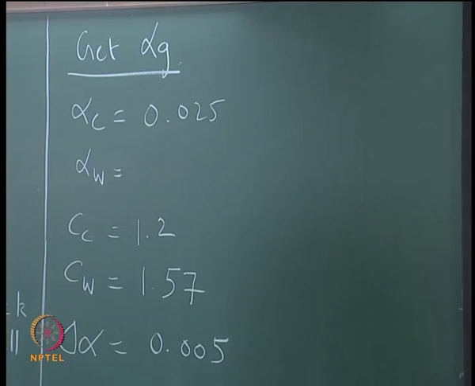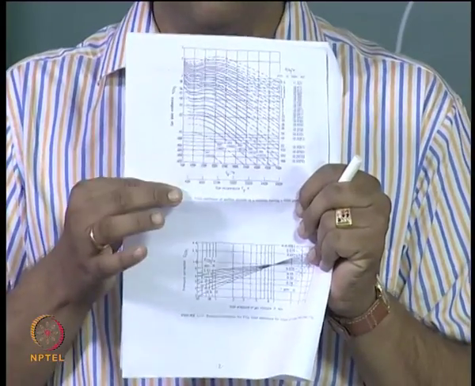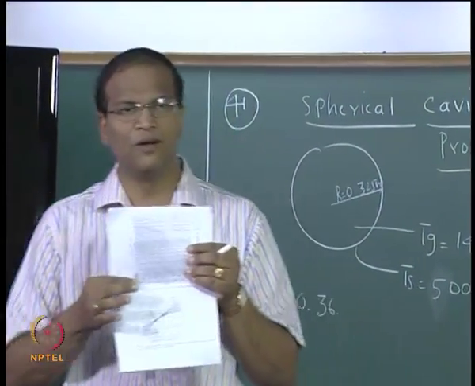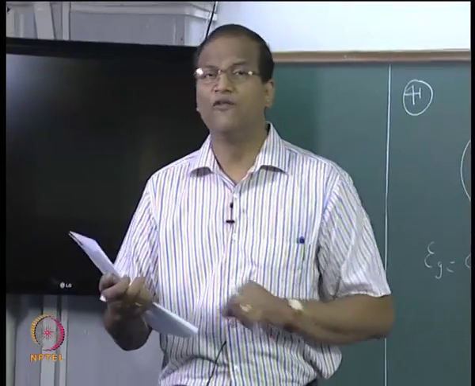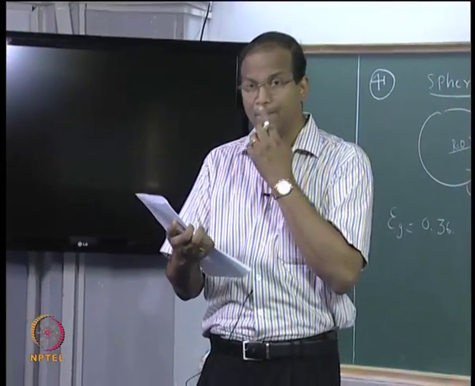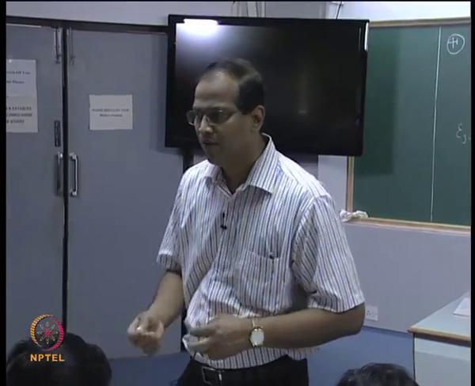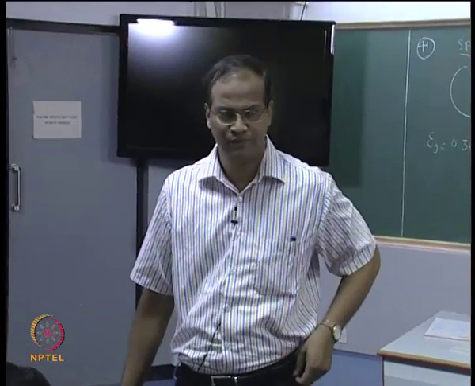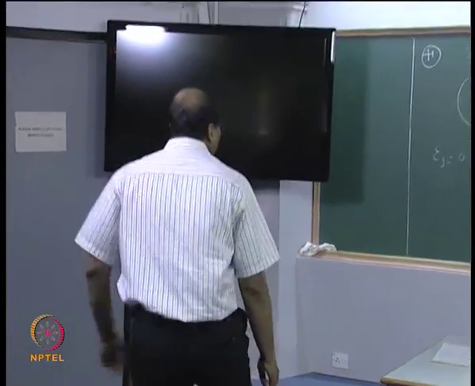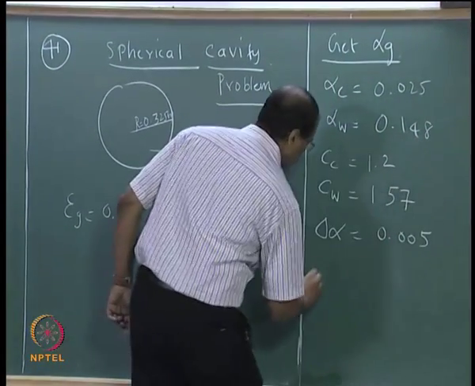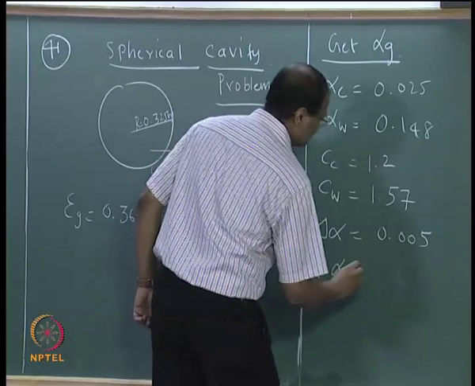Okay, so we use the same charts. Gas emittance for CO2, the same chart we use for getting alpha of CO2. Page 2, page 3, we get alpha of water vapor. So you have to find out PC into PW into LM, and then get the gas temperature and then get the alpha W. How much was it? Alpha W? 0.15, is that correct? Others, please check this.